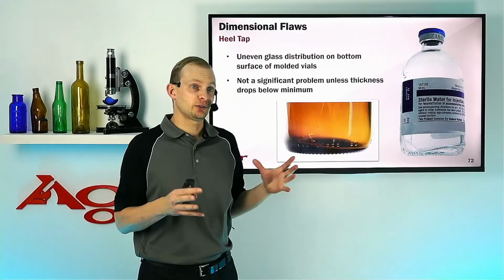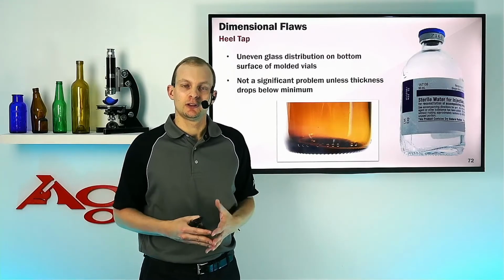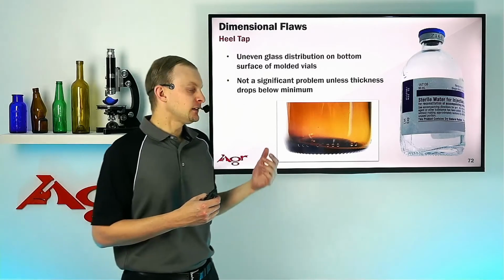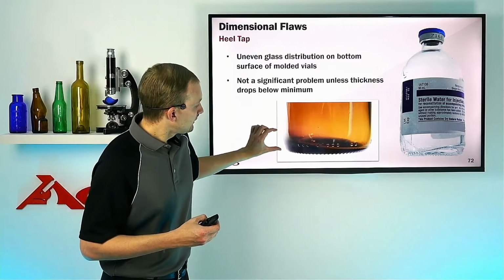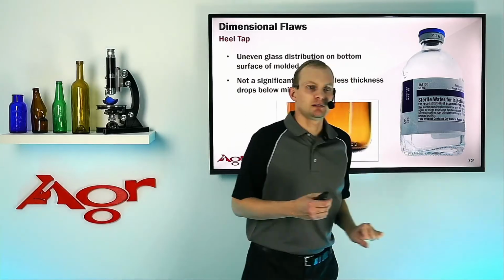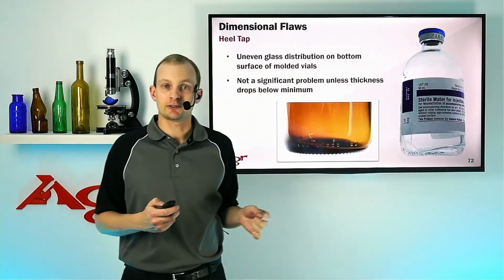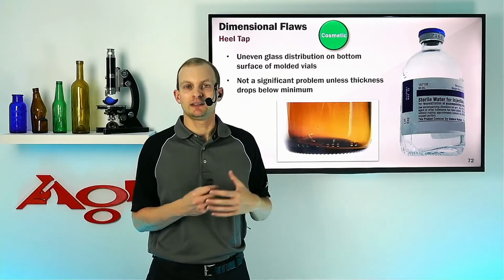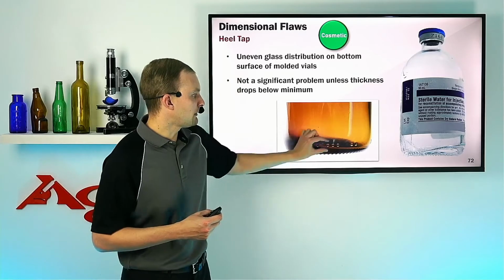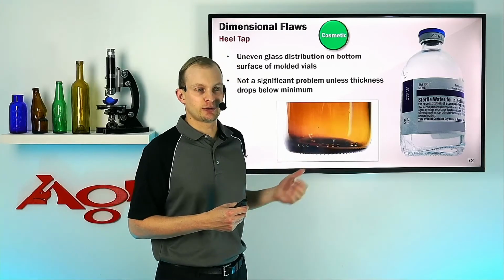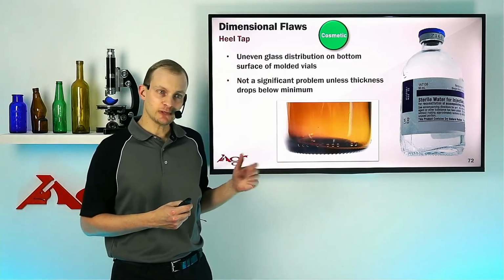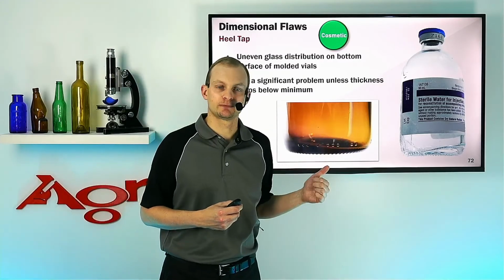The next flaw is referred to as a heel tap condition. Heel tap is when we have an uneven glass distribution on the bottom of our container. In English, that just means that we have a thicker area and a thinner area on another side, so thin and thick. This is usually just a cosmetic flaw. It doesn't affect the strength, doesn't really have any functional effect. It's only an issue if we fall below our minimum glass thickness specification on the thin side. This is mostly a molded vial type of issue. You can see here we have both molded type vials.